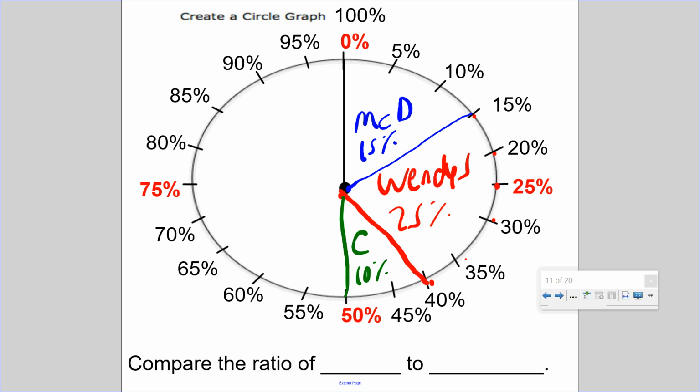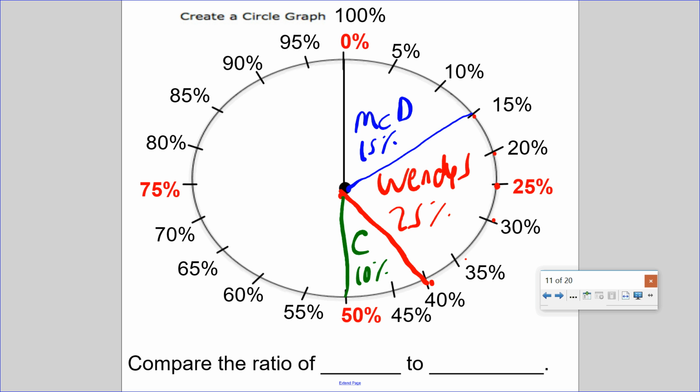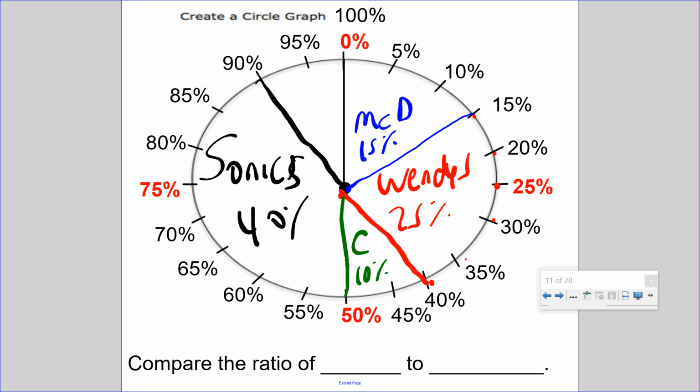Next one was Sonic's at 40% more. I think I ran out of color. Oh, let's see. So 5, 10, 15, 20, 25, 30, 35, 40. So it stops right here. It ranged from 50% to 90%. This represents Sonic's, which is 40%. As you can tell, it takes up almost half of the circle graph, but a little less than half.